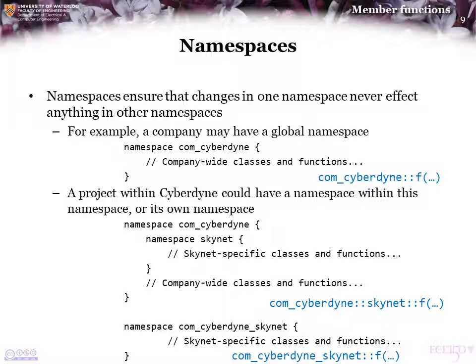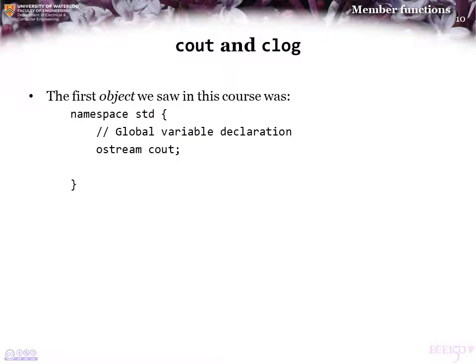Now, one point. In this course, all you have to understand is the idea of how a namespace is used and how it is used to prevent the collision of identifiers. Specifically, in this course, we're using the standard namespace. Now, the first object we saw in the course was actually defined in the standard namespace. Specifically, cout is an instance of a class called oStream, or output stream.